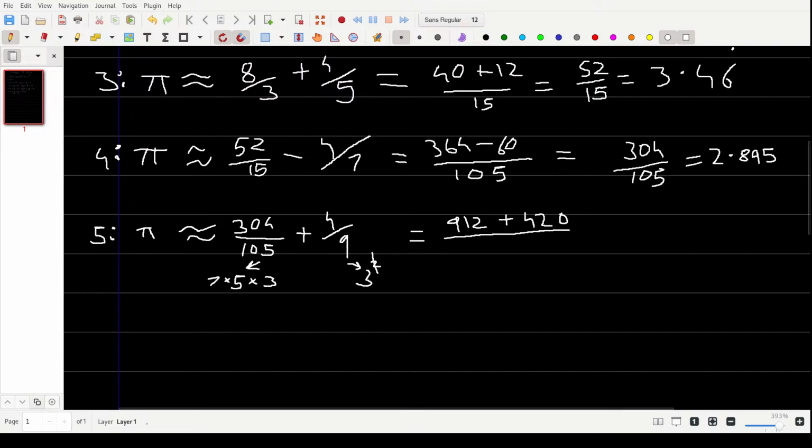So 420 plus, so 3040 minus 304 is 2736. And then you add that to 420, and you get 3186. And then 3186 you divide by 3 because you can divide all of it by 3.